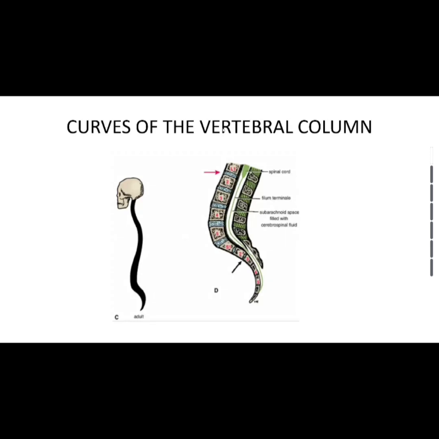So the thoracic one maintains that primary curvature, and also the sacral. It retains that anterior concavity. The two of them are maintained. So the ones that form are the cervical and the lumbar.